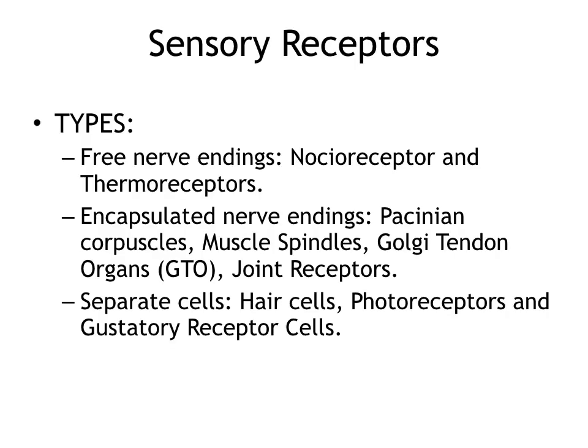When we look at sensory receptors, we look at them based off of types and then how we classify them in terms of what they're going to respond to. So we have free nerve endings, encapsulated nerve endings, and then what are referred to as separate cells.